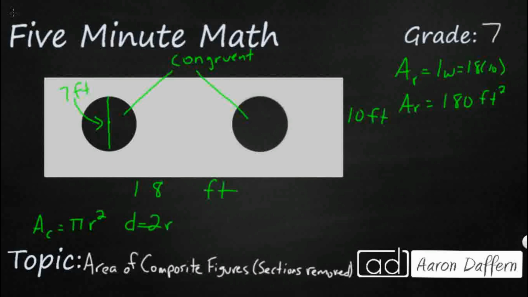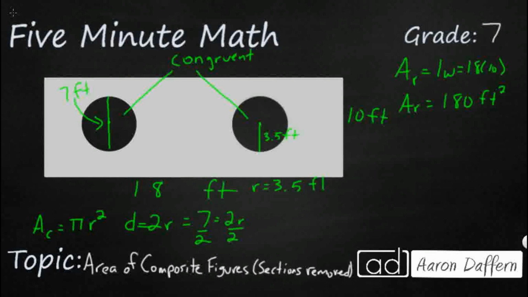So if my diameter equals 7 equals 2r, and if I want to figure out what my radius is, I am just going to divide both sides by 2. Just cut that in half. All right, so my radius now is going to be 3.5 feet. So I've got 3.5 feet as my radius. That's going to be helpful.